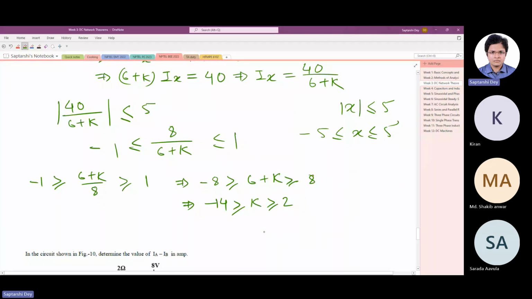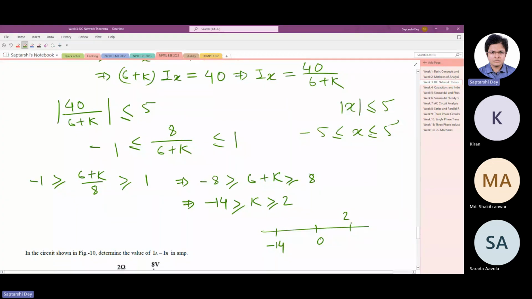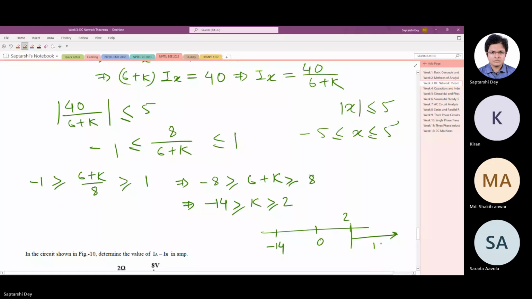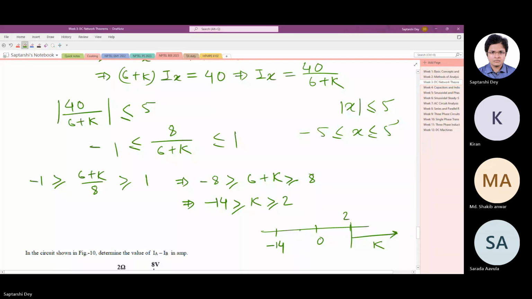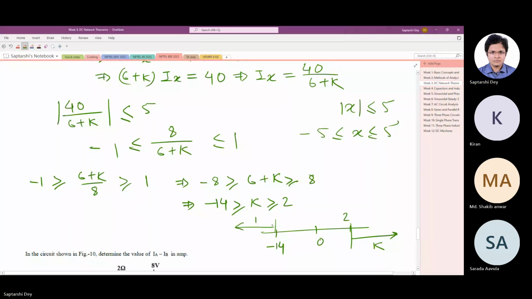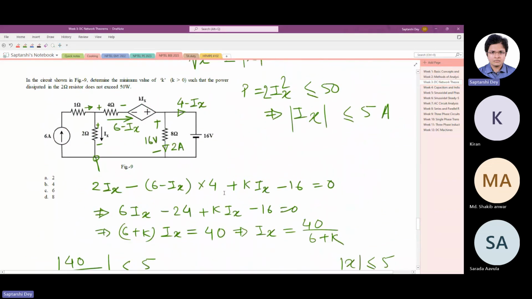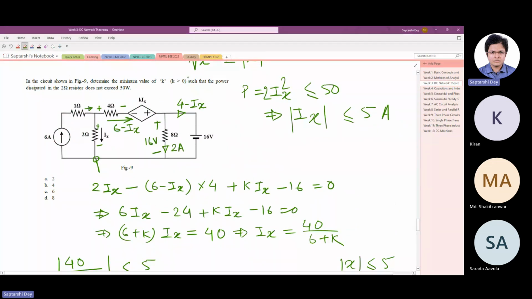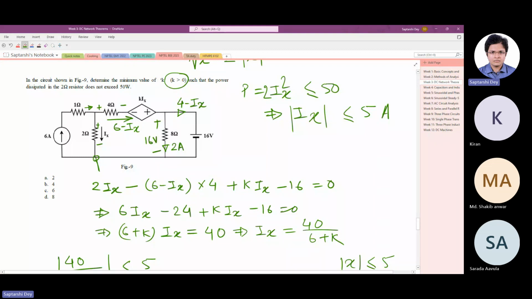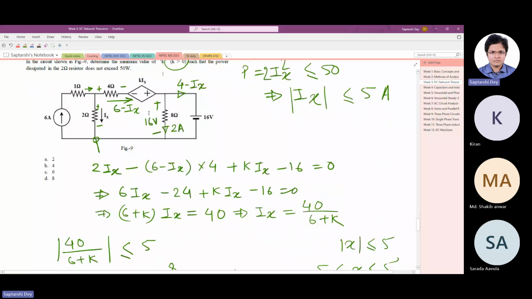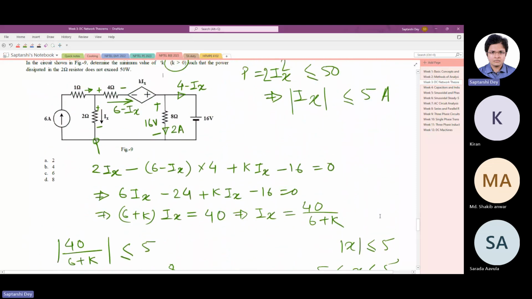So where does k lie? This is 0, this is 2, this is minus 14. K should be either here, greater than 2 or less than. So this is the range of k. What is the question? Determine the minimum value of k. See, this is why they mentioned this. Otherwise, the answer would have been minus infinity. Minimum value of k such that power does not exceed 50 watts. So k is 2. Minimum value of k. You circle both of them.